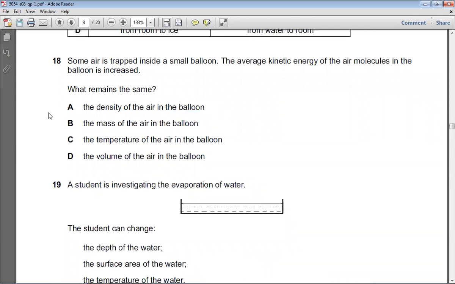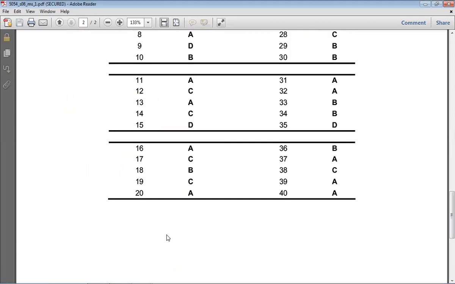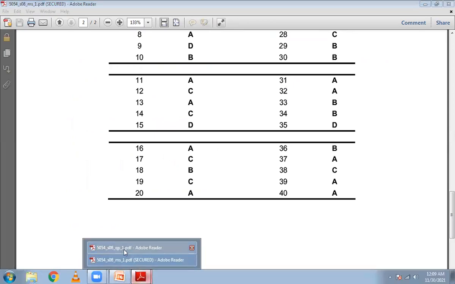Some air is trapped inside a small balloon. The average kinetic energy of the air molecules in the balloon is measured. What remains the same? The density of the air in the balloon, the mass of the air in the balloon. Yes, the mass of the air will not change. The temperature of the air in the balloon, the volume of the air in the balloon. So the one thing which will not change is the mass of the air in the balloon. So that's the B choice. Question number 18, I think B is the right option. B is the right option, sir.